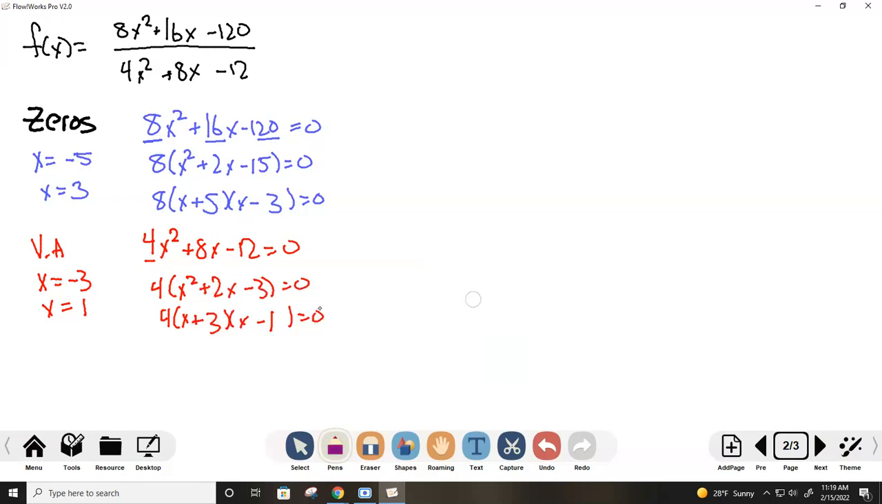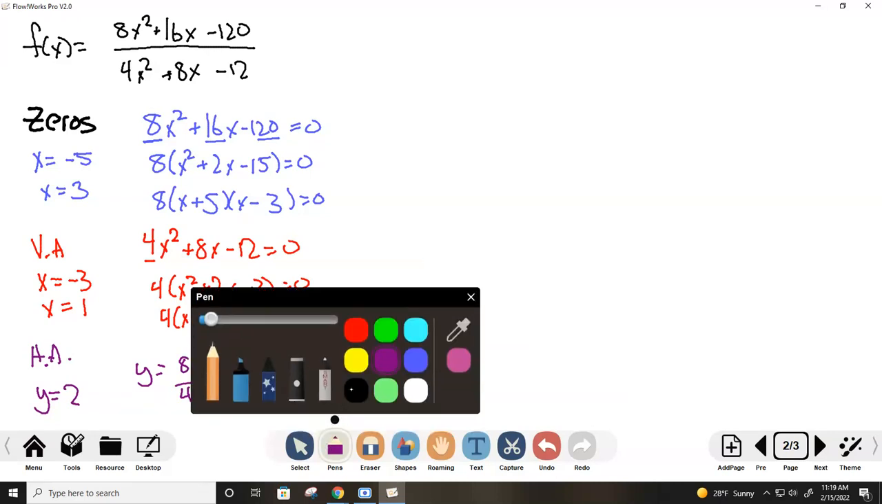Now we'll look for our end behavior, hopefully a horizontal asymptote. We look at the leading terms, so we have 8x squared over 4x squared. Notice they're equal in degree, so we will have a horizontal asymptote. That cancels. 8 over 4 is 2. So I'll have a horizontal asymptote at y equals 2.